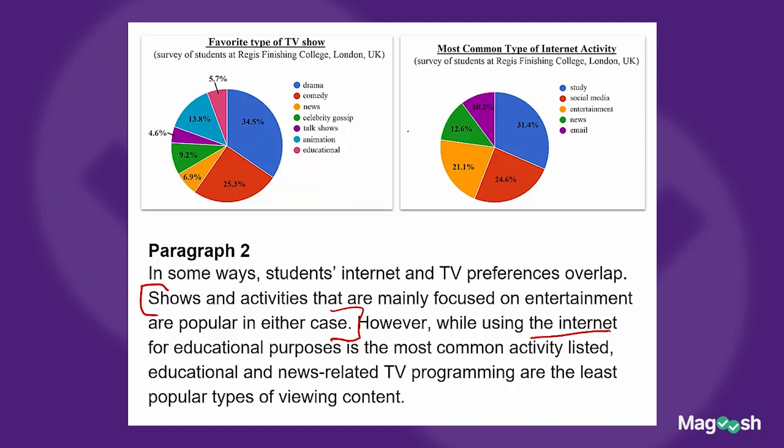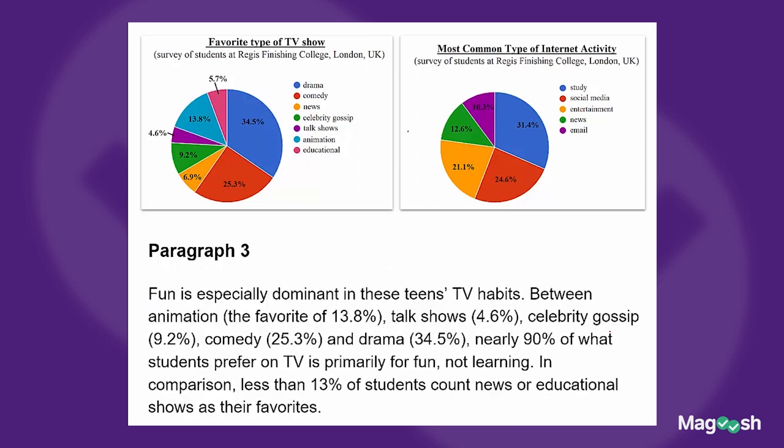Noting that the internet is commonly used for educational purposes, education and news, while TV, not so much, okay? TV is much more about fun and entertainment. And that's a theme we can continue as we try to talk in detail about the numbers presented on the pie charts, okay?